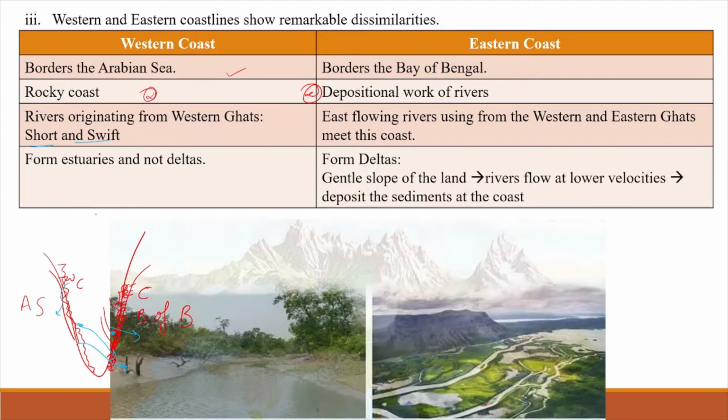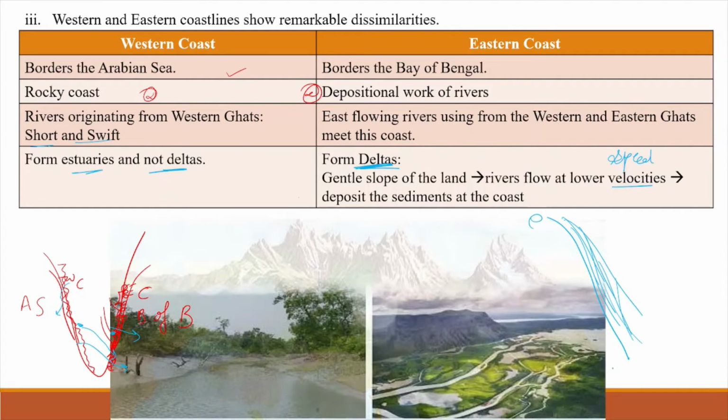The fourth point is that the western coast forms estuaries and not deltas, whereas on the eastern coast you can see deltas. There is gentle slope of land, therefore the rivers flow at a lower velocity, and so there is a lot of deposition of sediments. Velocity meaning speed. Now, if you have a steep slope, that is, the altitude of the mountain or the slope is changing very fast, here your water will flow at a faster rate.